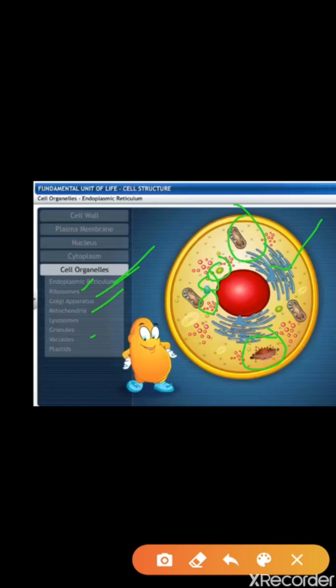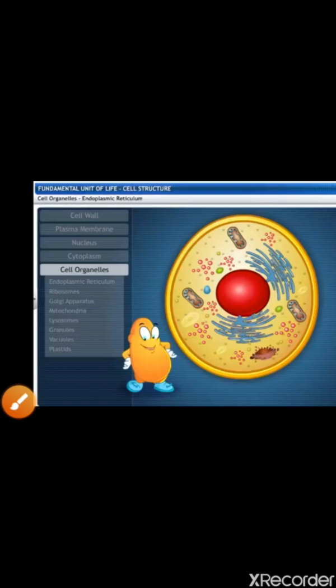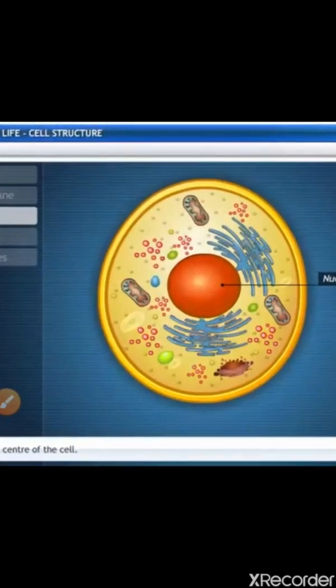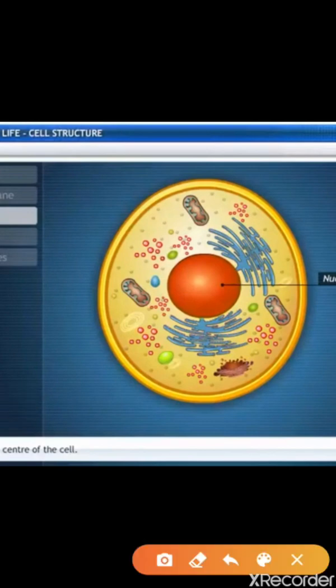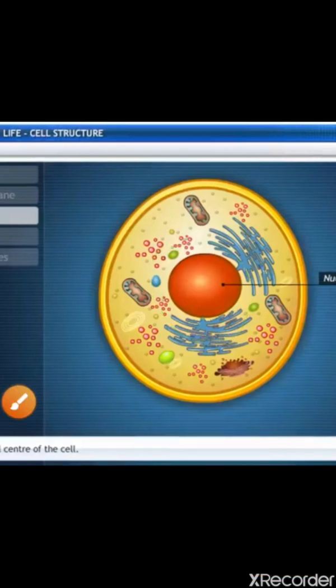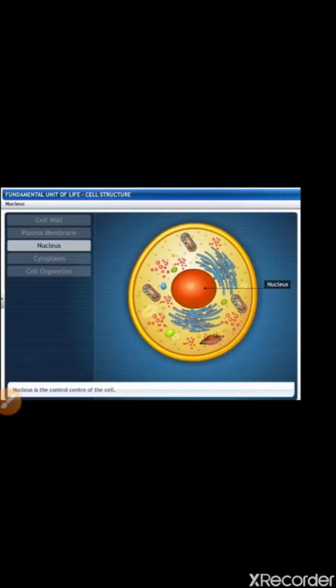Let's move to the next part, that is the nucleus. So here we are with our next topic, the nucleus. The middle part is known as the nucleus. In simple language, if we want to define the nucleus, we can say that the nucleus is the brain of the cell. Brain of the cell means it controls all the functions of the cell.